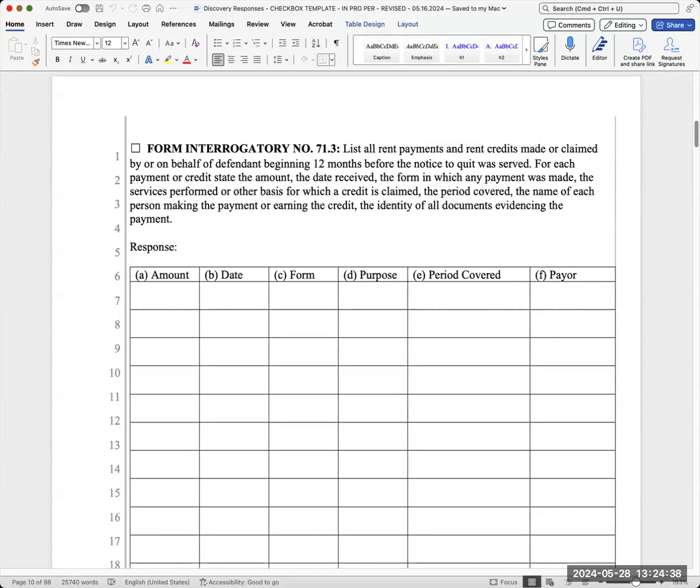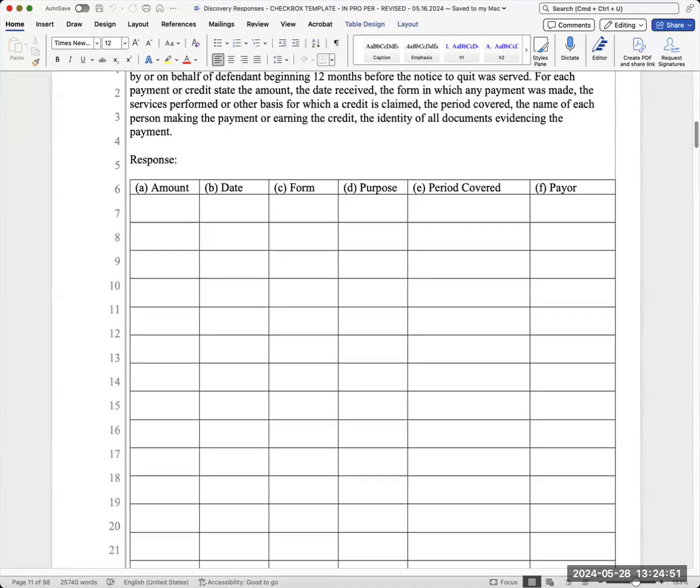71.3 is to list all the rent payments and rent credits made or claimed by or on behalf of the defendant beginning 12 months before the notice to quit was served. So you don't put the month the notice to quit was served, you put the months before that, and you list each month and the amount you paid, the date you paid, the form, was it a check, a money order, etc. Purpose, was it for rent?